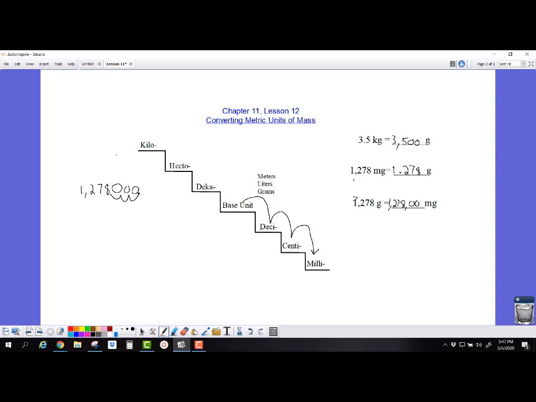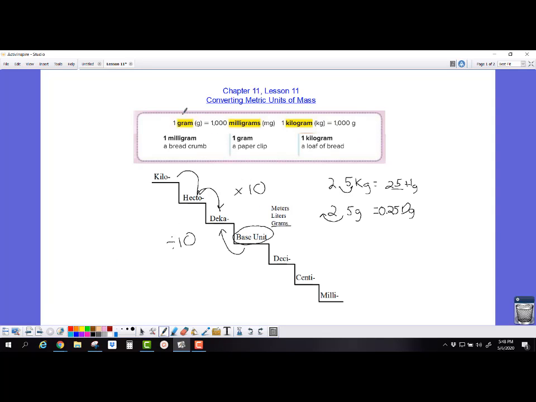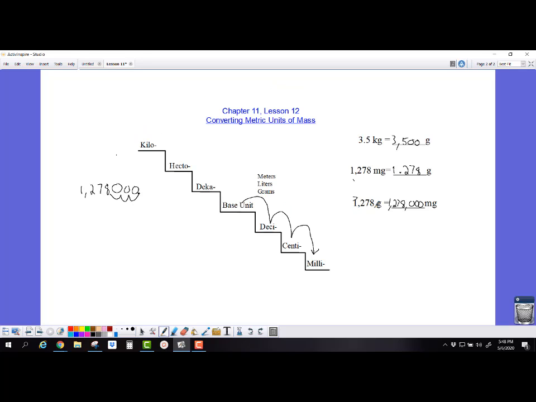1,278,000 milligrams. Now that might seem too big, but if you think about it for a minute, when we looked at here, 1 gram is 1,000 milligrams. That means 1,000 grams would be 1,000,000 milligrams.